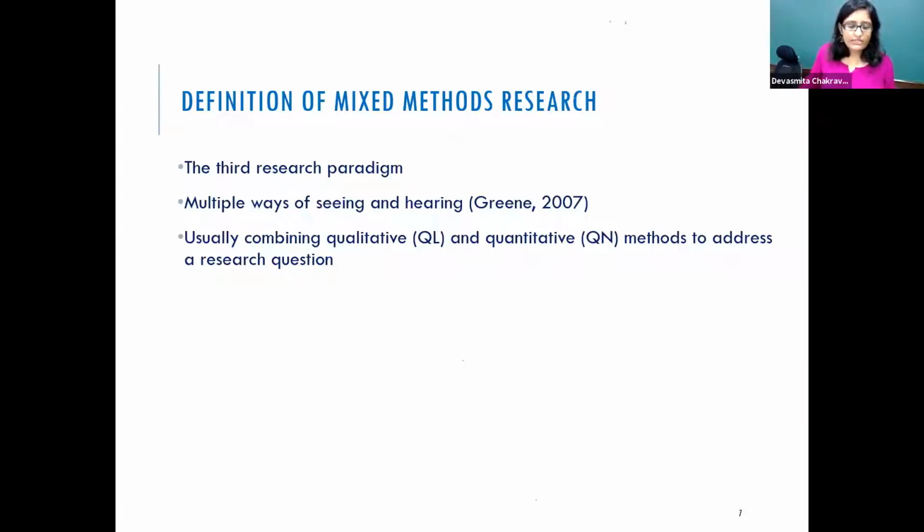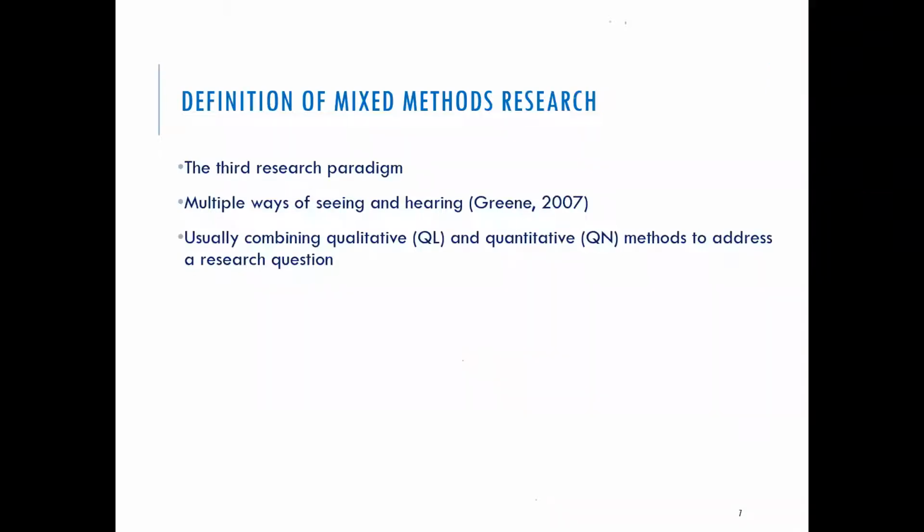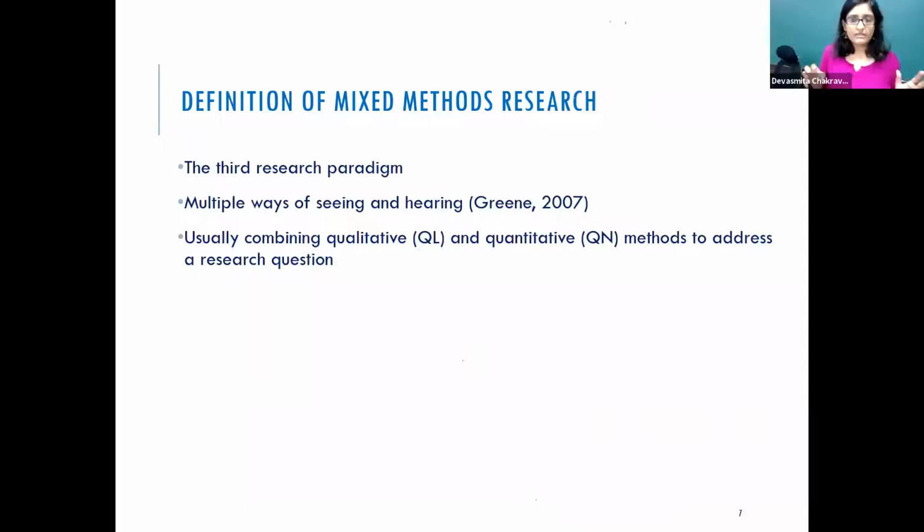Greene 2007 calls it multiple ways of seeing and hearing, like we did in the exercise where we are using multiple ways to hear about some kind of feedback and also read about it or see about it. Okay. Usually it's a combination of qualitative and quantitative methods to look at a research question. Usually there can be some exceptions, but for the purpose of this workshop, to keep it very simplistic, we'll call it qualitative plus quantitative research. Okay.